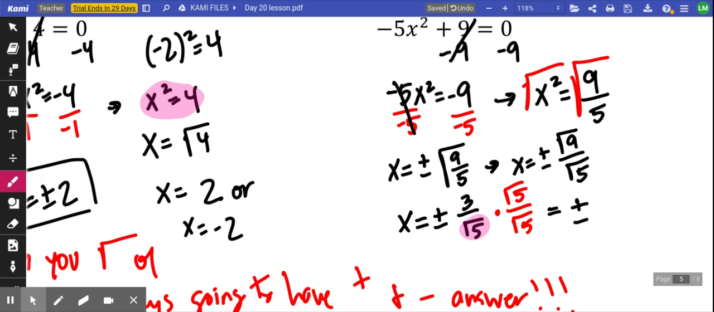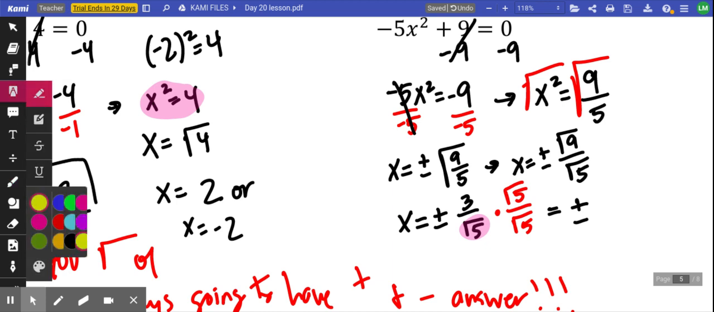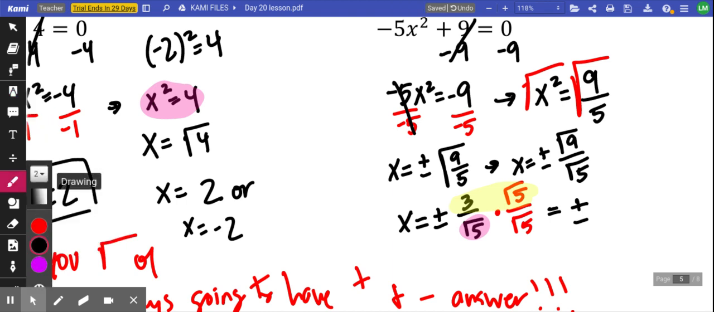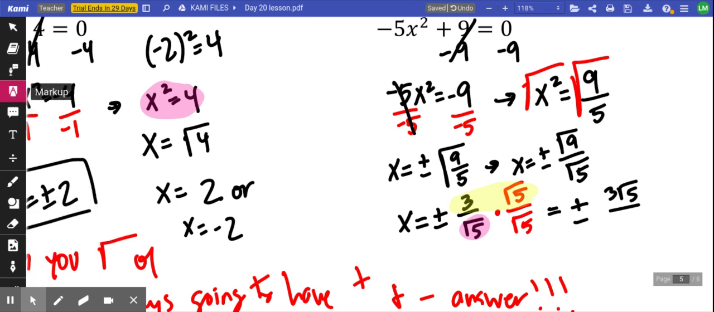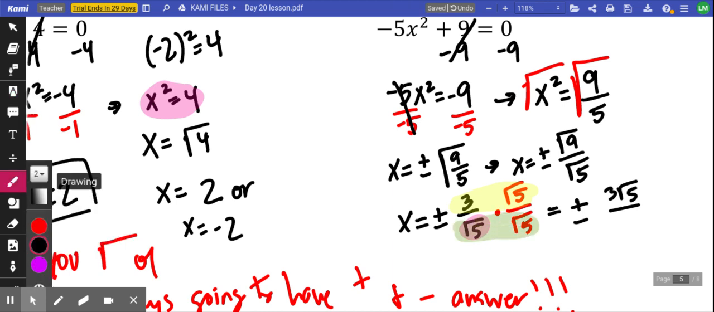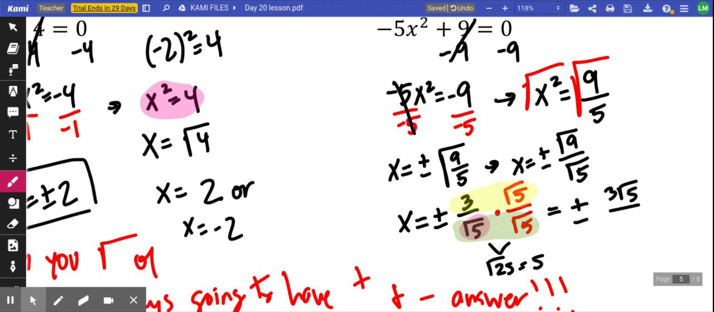If I do that, I should get plus or minus. Don't forget that, right? At every step, just so you don't forget it along the way. On top, I have 3 times the square root of 5. I can't combine those because one is inside the radical, one is outside the radical. So I just have to leave those next to each other as this 3 times the square root of 5. On the bottom here, I have the square root of 5 times the square root of 5, which you should know becomes the square root of 25, which just becomes 5, okay? We've created a perfect square, so we should just have 5 left on the bottom.